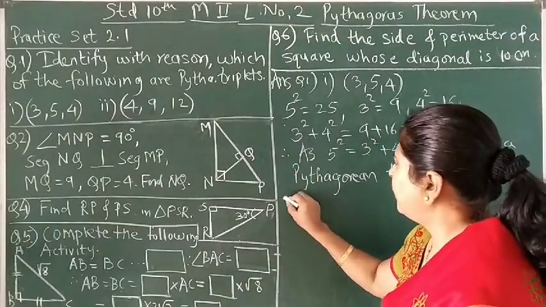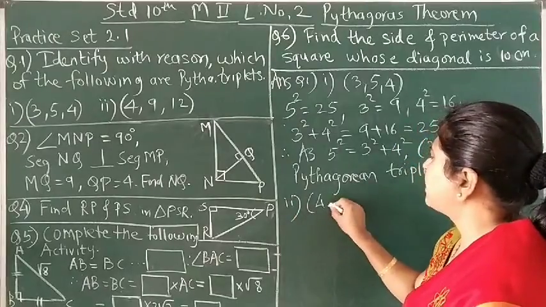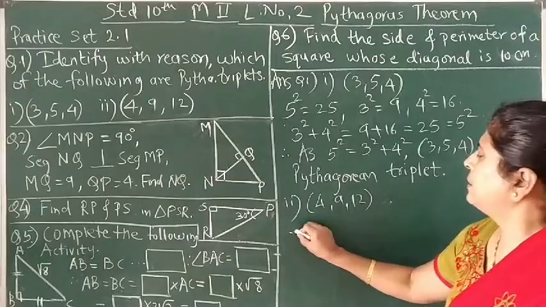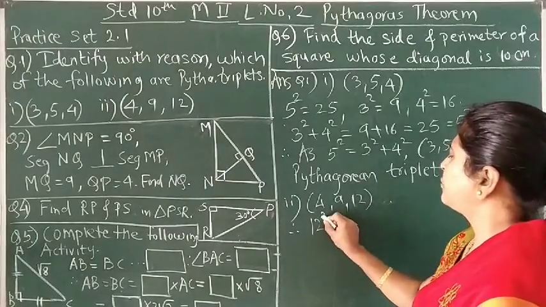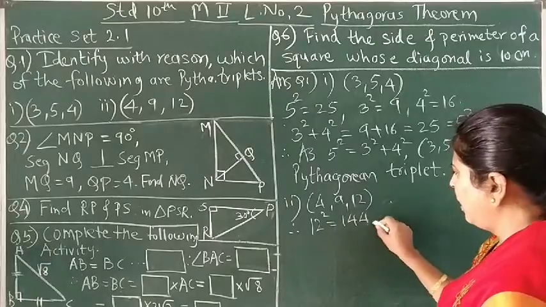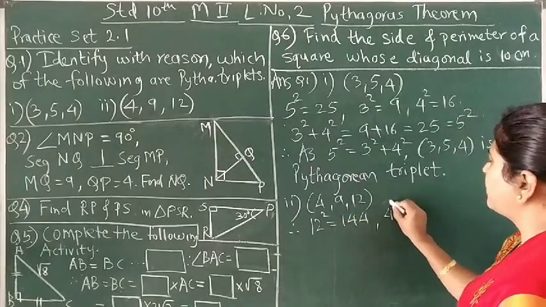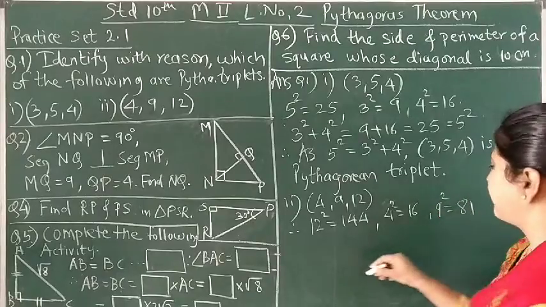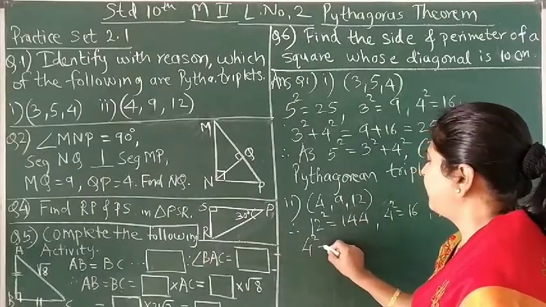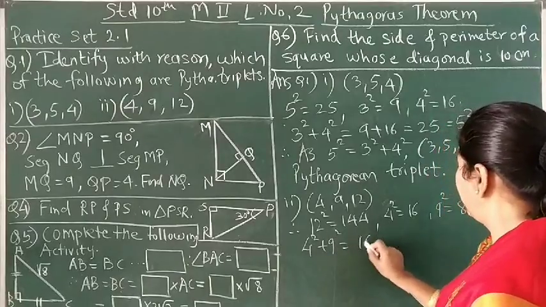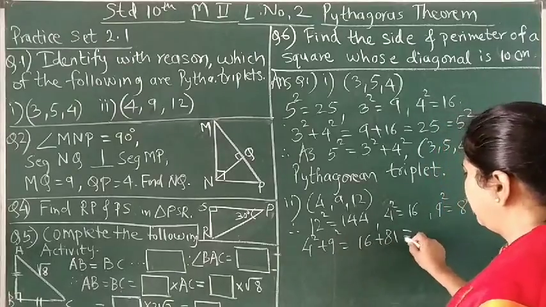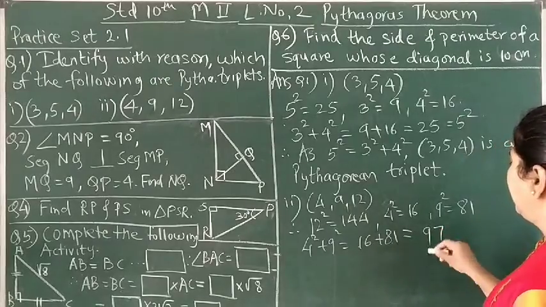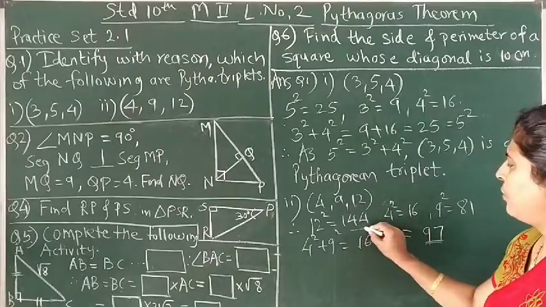Now let's see the second one. The numbers are 4, 9 and 12. Here the biggest number is 12, its square is 144. Now let's take the remaining two numbers. 4 square is 16 and 9 square is 81. Now 4 square plus 9 square is equal to 16 plus 81. This sum will give you 97, and we can see that 97 is not equal to 144.